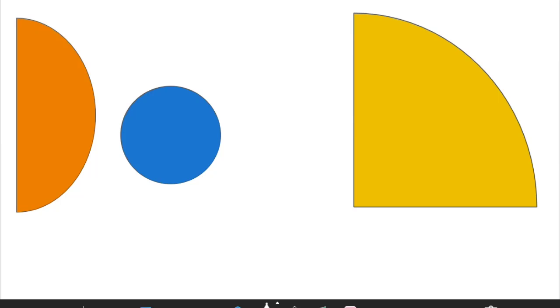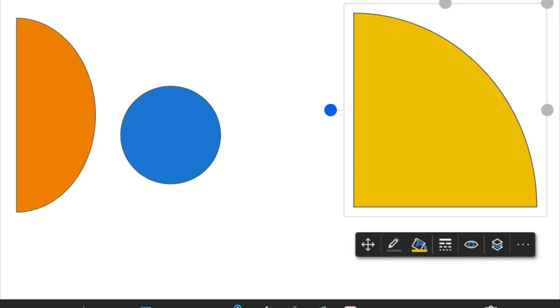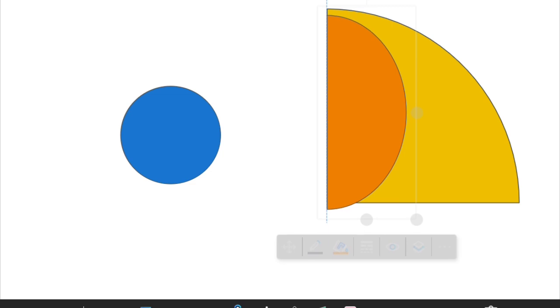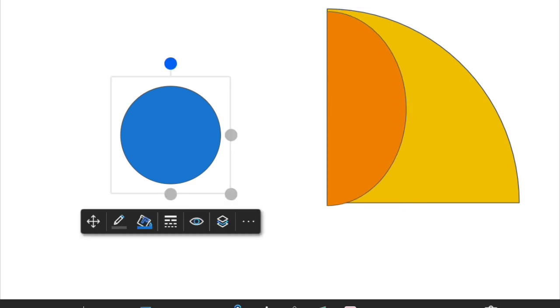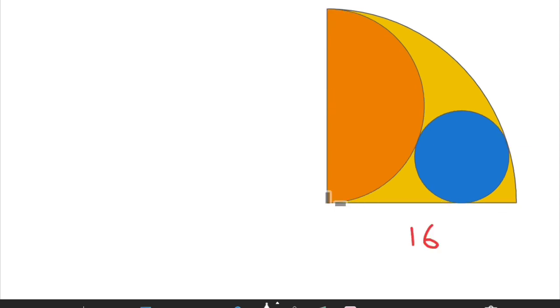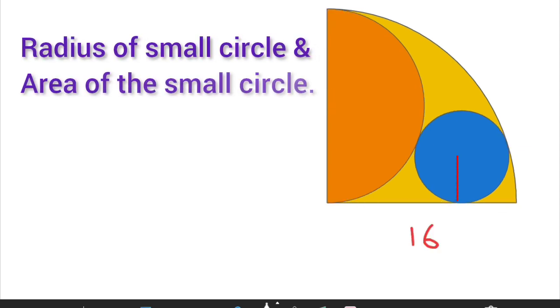The given information is that we are given a quarter circle. Inside the quarter circle we have a semicircle and a small circle. The quarter circle radius is 16 units. We need to find the radius of the small circle and the area of the small circle.